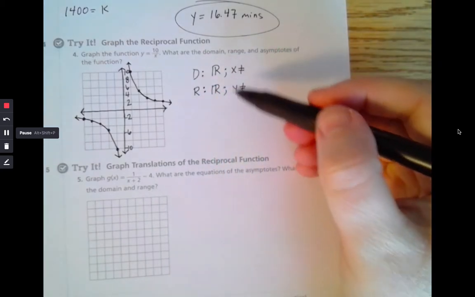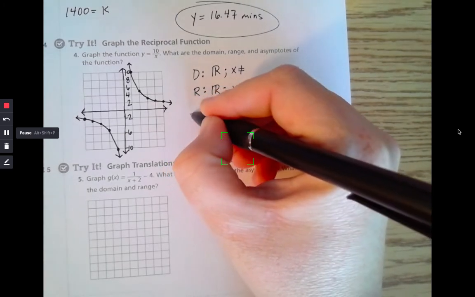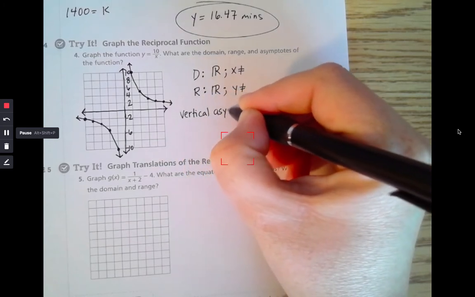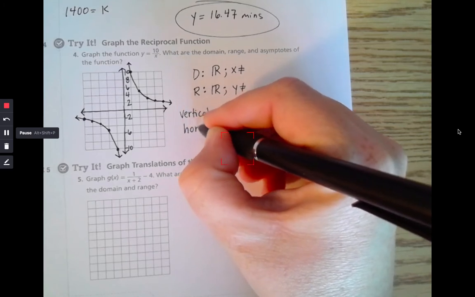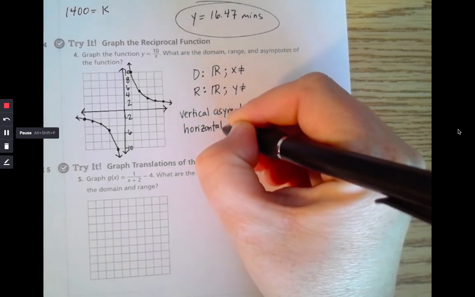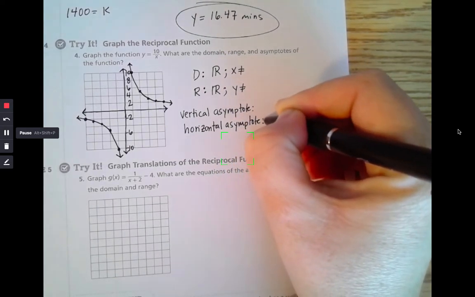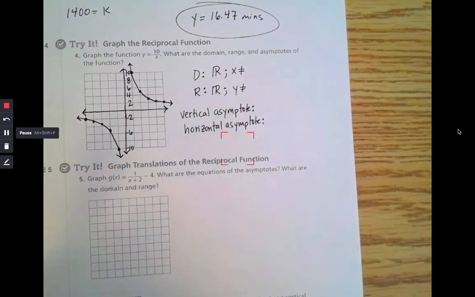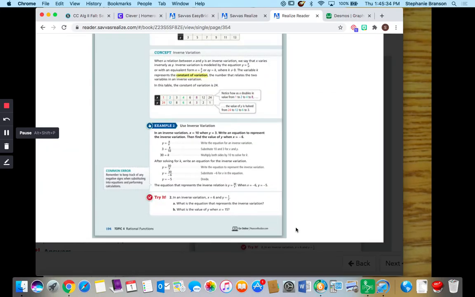Well, how do I know what x and y cannot equal? That's going to come from your vertical asymptote and your horizontal asymptote. Well, how do I know what my vertical and horizontal asymptotes are? What even is an asymptote? Let me give you the actual definition, since I kind of ad-libbed a little bit of it in the last class I had.